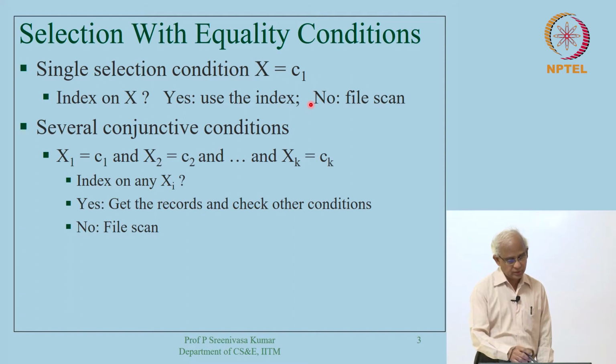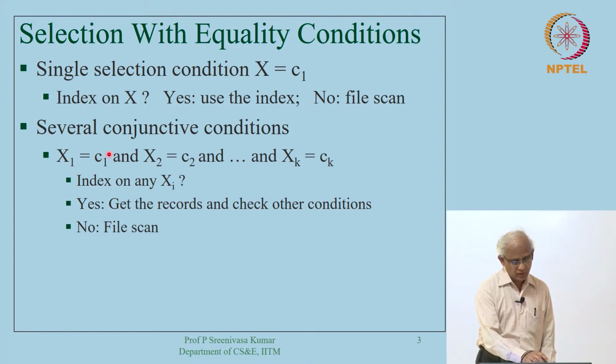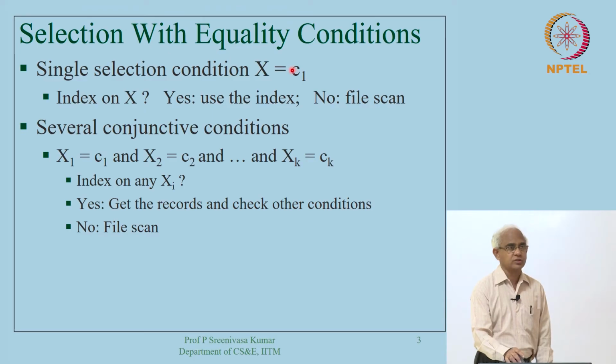Now, oftentimes the selection condition is not just a single condition, there may be a conjunction like this, x1 equals c1, x2 equals c2 and so on, xk equals ck.